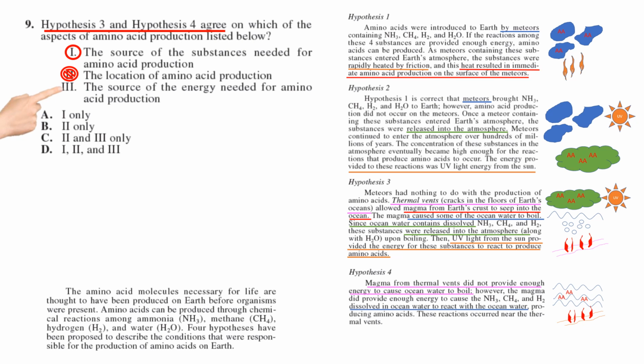Let's check out number 3, the source of energy needed. In hypothesis 3, it's UV light, and 4, it's water. So it has to be choice A, which we could have gotten right after the second one, right? So once we know it was 1, it's either A or D, and once we eliminated 2, we know it has to be A.